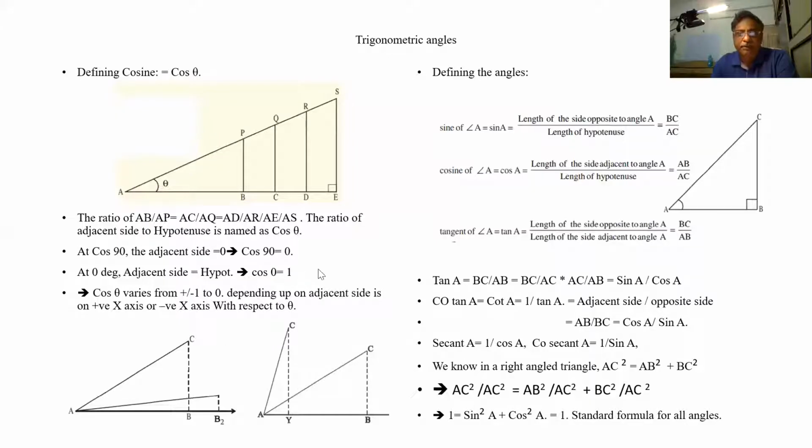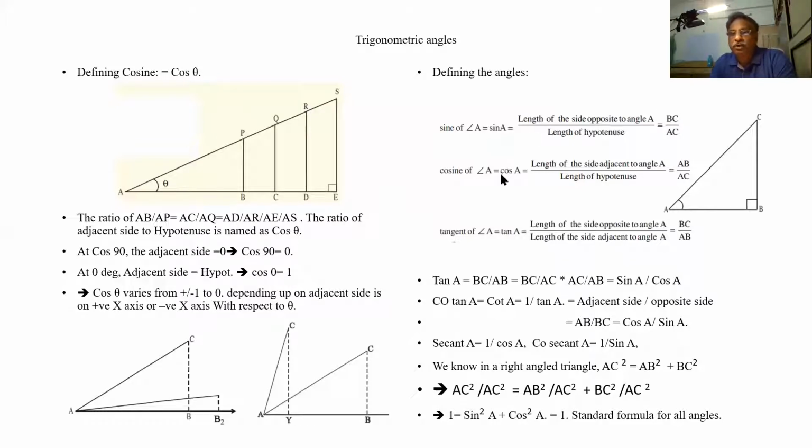So we got this. Now here also cos theta varies from plus or minus 1 to 0. When the angle is 0, cos 0 is plus 1. When it is 90, it is 0. So it is varying from 1 to 0. When it comes down to the other side, it goes from minus 1 to 0. Where it becomes minus 1, we'll see later. We'll cover that later.